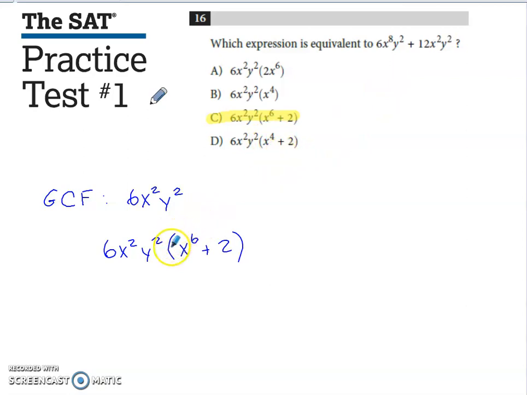Hopefully the undistributing discussion makes sense. If I distribute this x squared back into the x to the 6th, I clearly get back to x to the 8th. That does not happen if I distribute x squared into x to the 4th. That would only take me back to x to the 6th, which is not what we had up here initially.